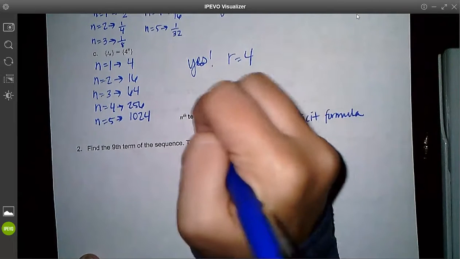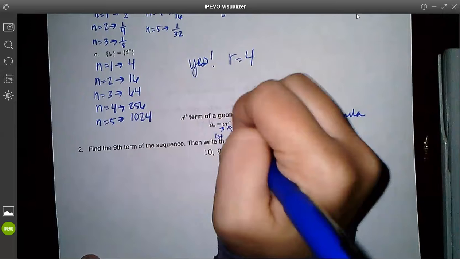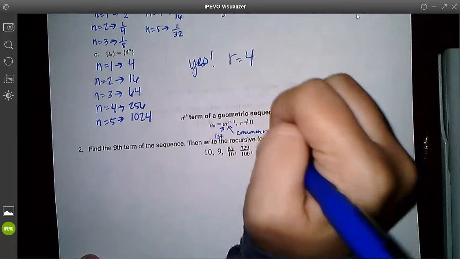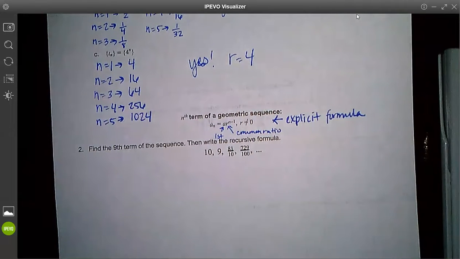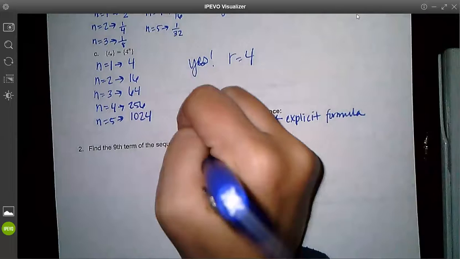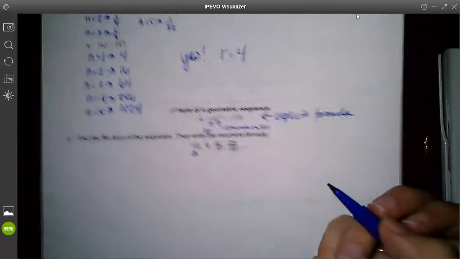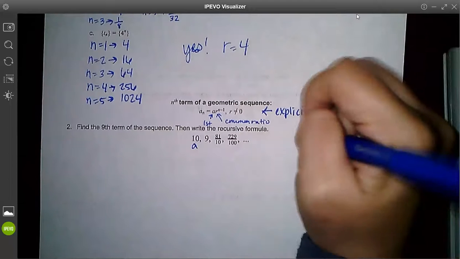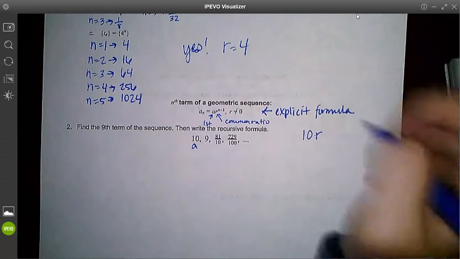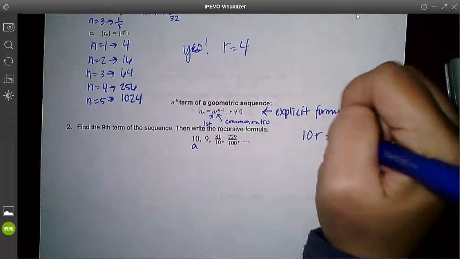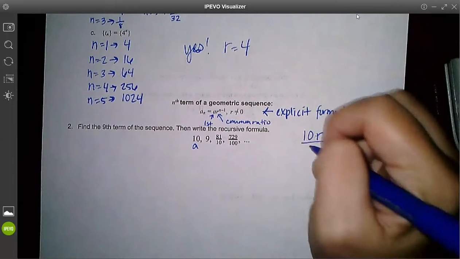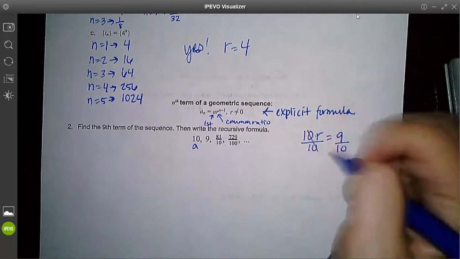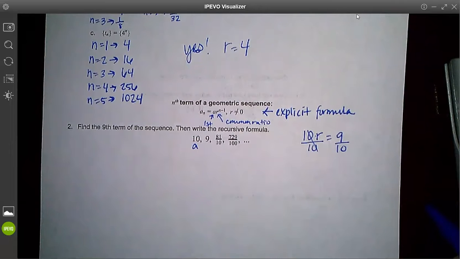Where A is your first term, R is your common ratio. So to find the 9th term of this sequence, I have to write my equation and then plug in 9 for n. So my first term is 10. What am I doing each time? I take 10 and multiply it by the ratio, and that gives me my next term, which is 9. So that means my common ratio is 9/10.